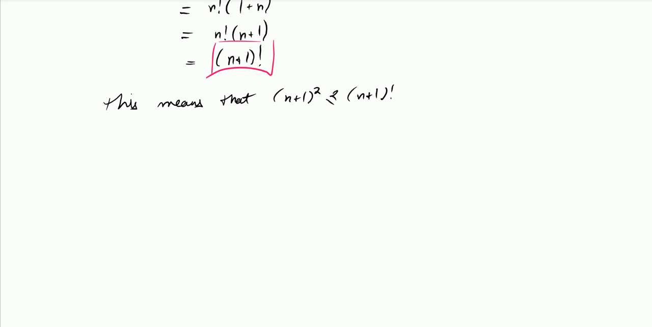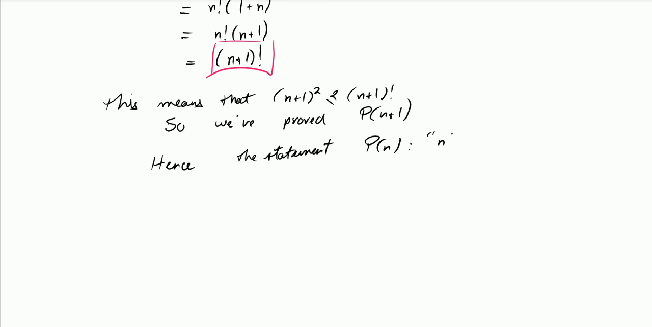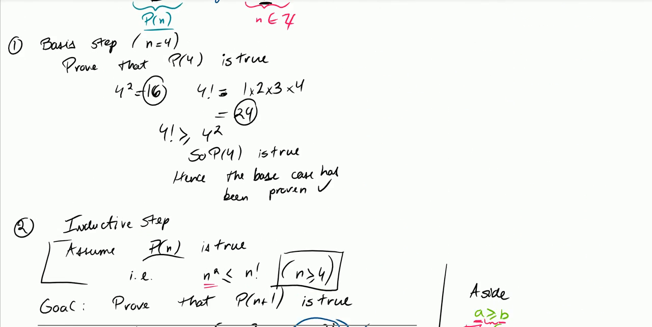Okay, and so we've proved P n plus 1. Hence the statement Pn, which was, if you remember correctly, that n squared is less than or equal to n factorial for n greater than or equal to 4, is true by mathematical induction. So there's another example of a proof by induction with regards to an inequality.